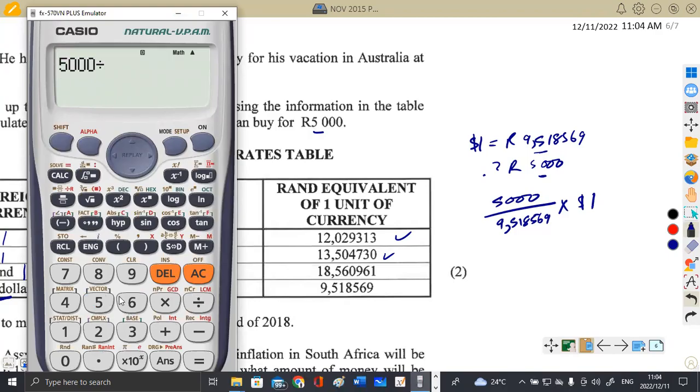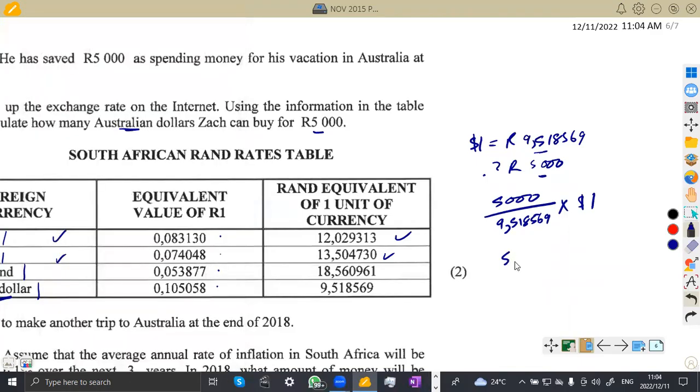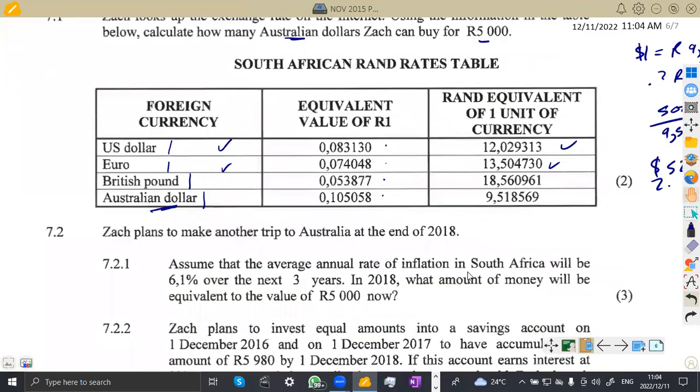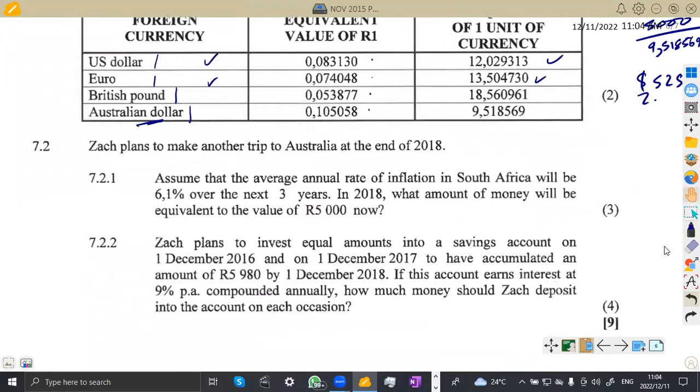All right, so that's the amount that you're going to have: 5,000 divided by 9,518,569. That's something like 525.29 if you round off properly there. So that's $525.29, which is the Australian dollar.